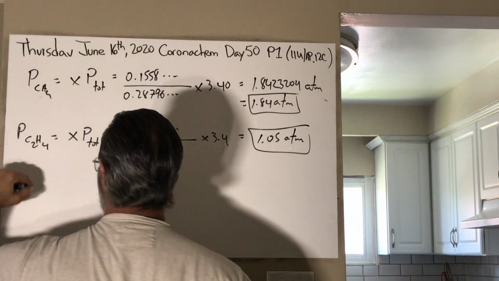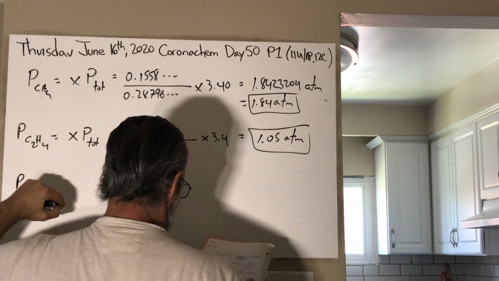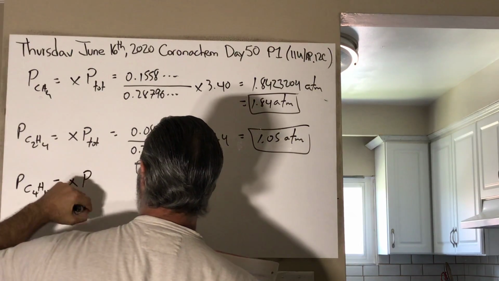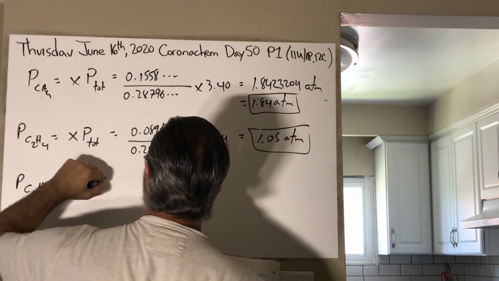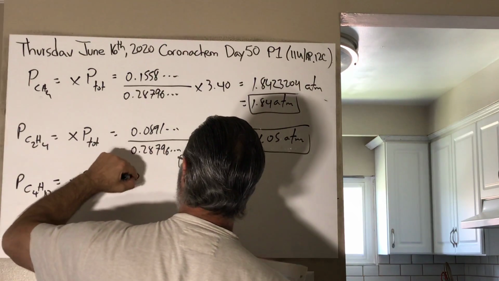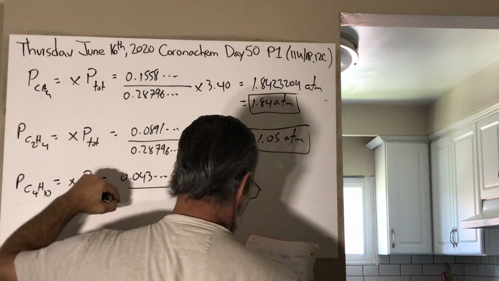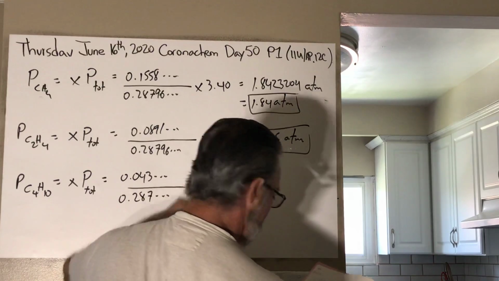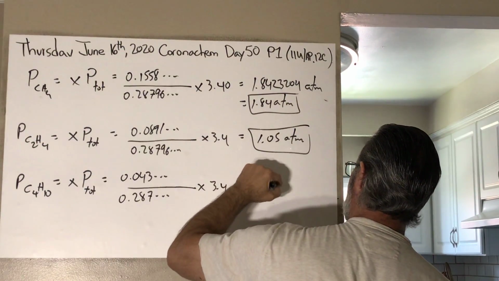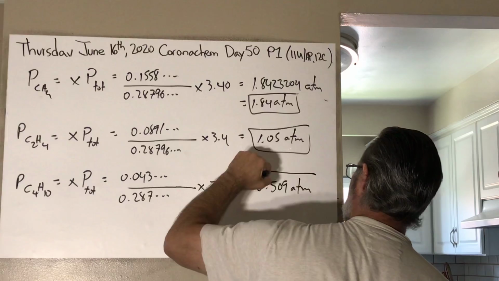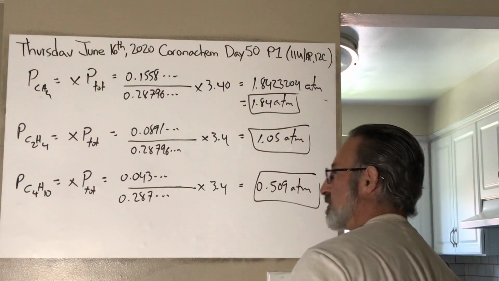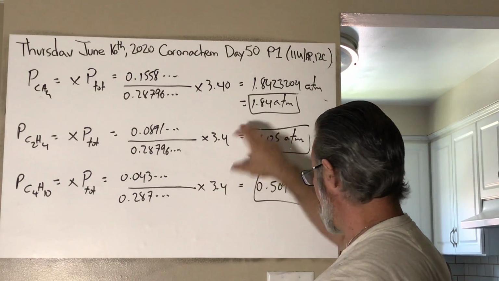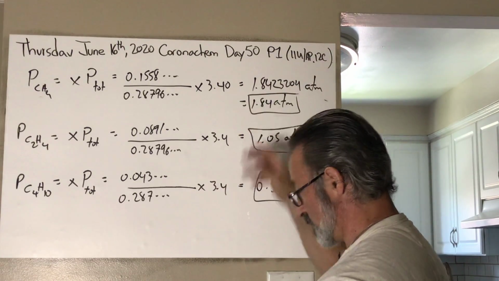And the last one is the partial pressure of butane, C4H10, equals the mole fraction of butane times the total pressure. In this case, it's going to be 0.043, etc., divided by 0.287, etc., times 3.4. After sig figs, you're going to get 0.509 atmospheres. And these three numbers should add up to 3.4, because the partial pressures of each one add up to the total pressure.